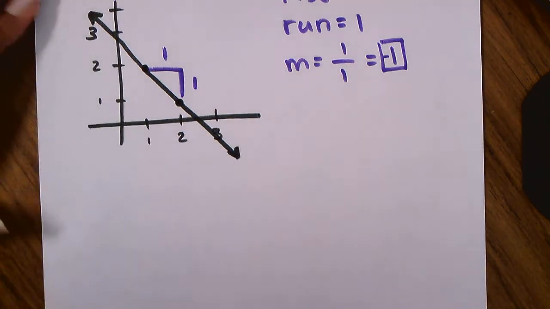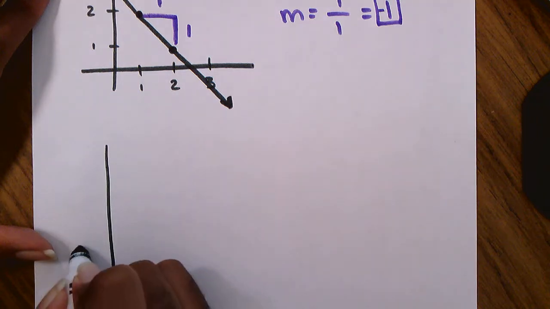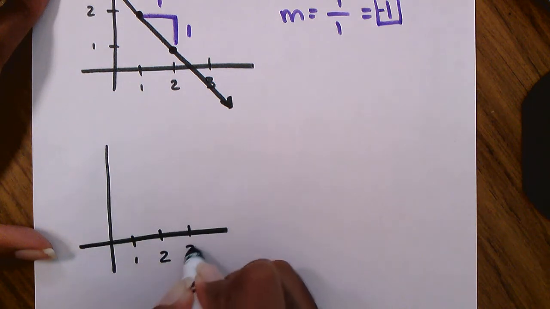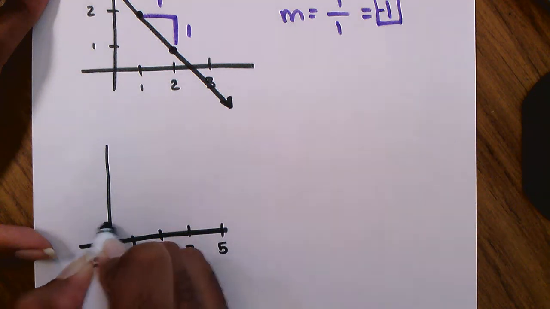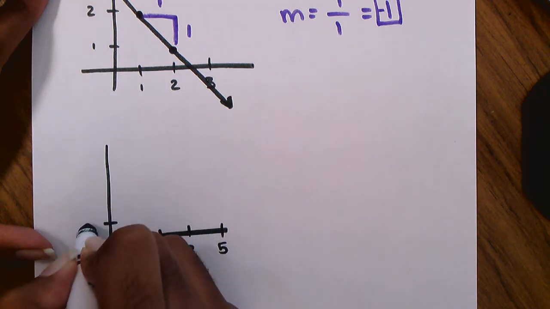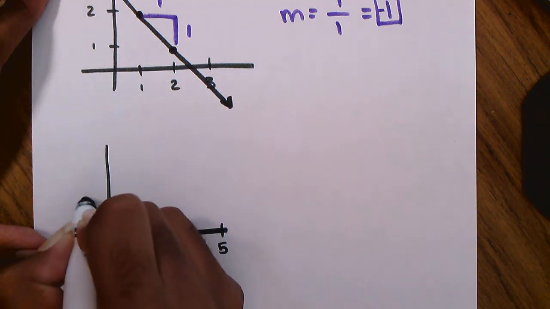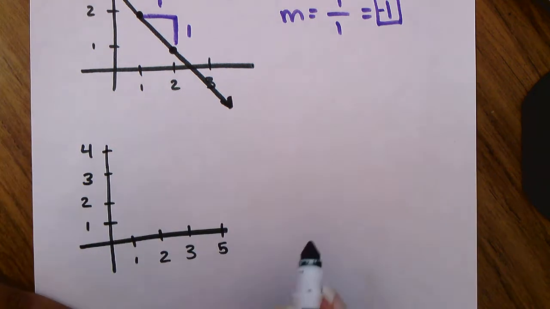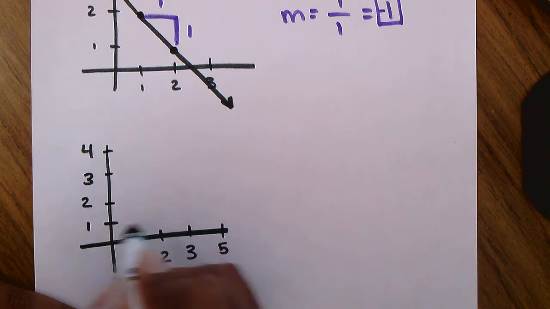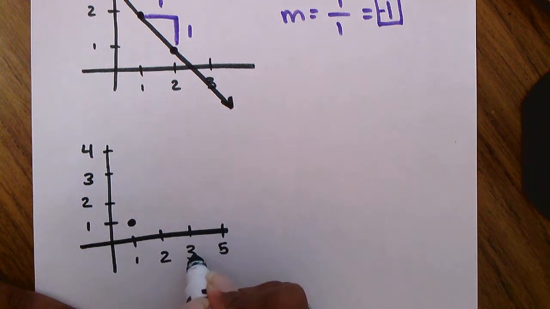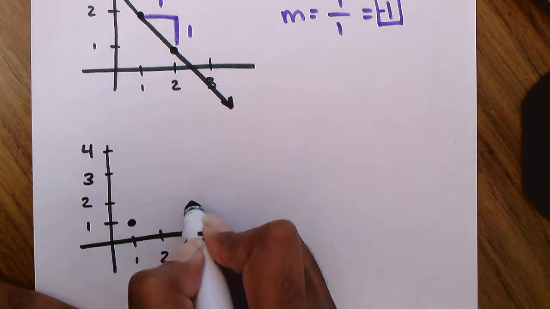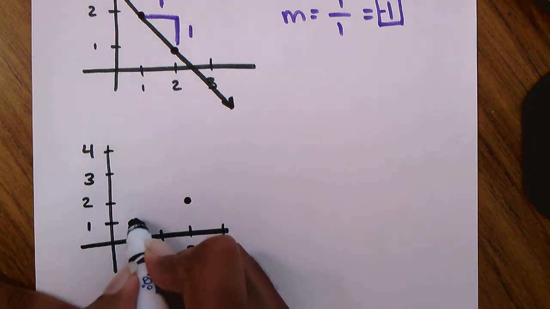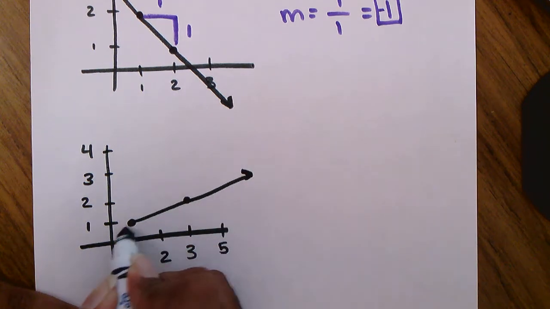Let's take a look at another example. Make it a little bit more difficult, right? So let's say we're going 1, 2, 3, 4. So let's say we have this point right here, 1, 1, and this point right here, 3, 2. All right, and we have our line that goes between these 2 points.